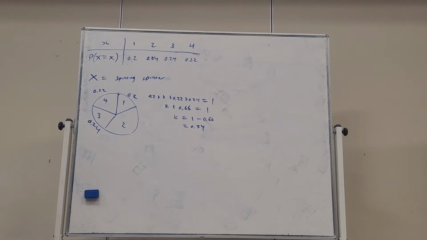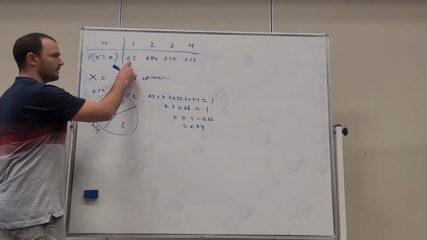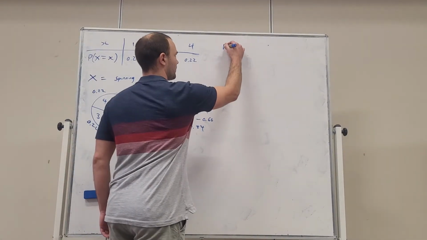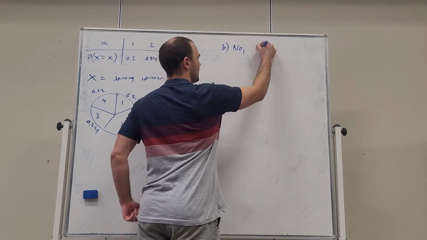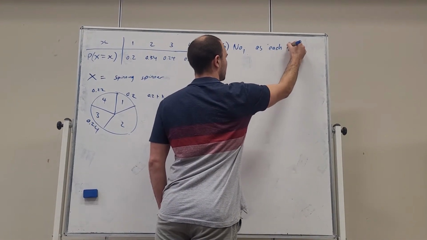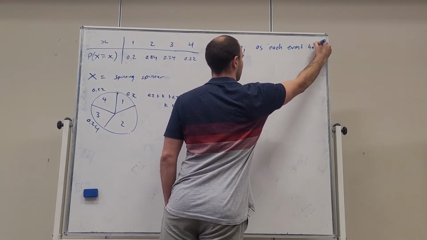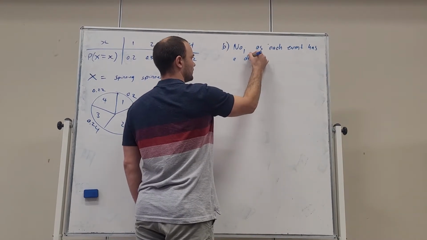Okay, part B. Is this a uniform distribution? No. Okay, a uniform distribution has each event with the same probability. So for part B, we're going to say no, as each event has a different probability of occurring.